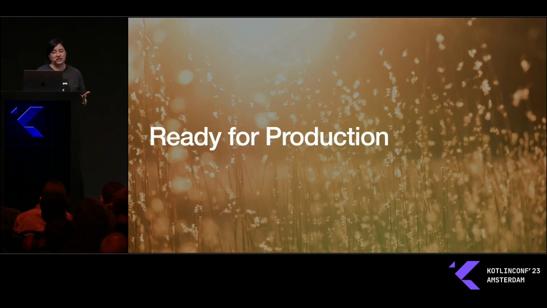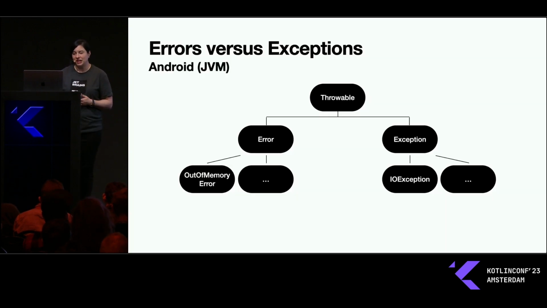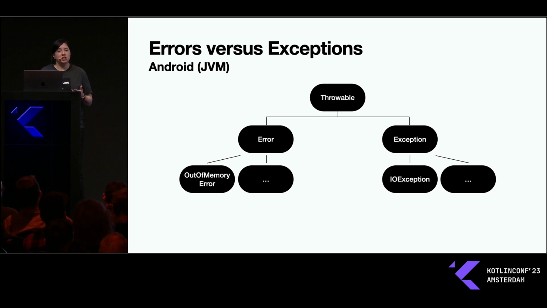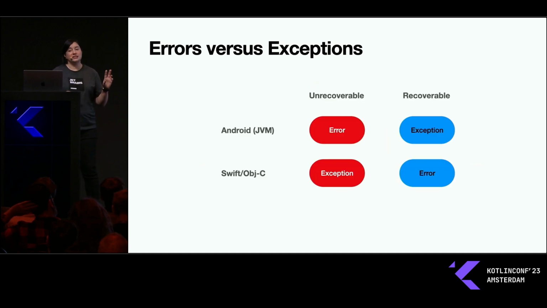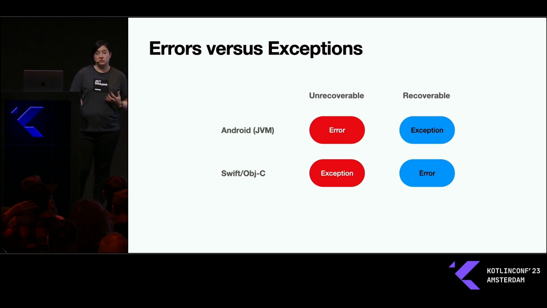Of course, we would eventually like to go to production. And if you're an Android or JVM developer, you're probably very familiar with this throwable hierarchy. At the top, we have the throwable class, and it has two subclasses, error and exception. So errors, like the nasty out-of-memory error, can't be recovered from. But exceptions, like the inconvenient IO exception, can be recovered from if caught and handled properly. But on iOS, this is actually swapped around. While you can recover from errors, you can't recover from exceptions.